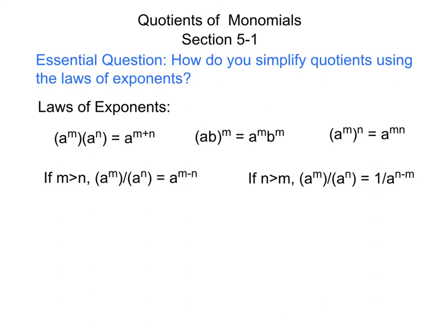We have two new laws of exponents, and these relate to quotients. So if we've got a situation where a to the m is over a to the n, and m is greater than n, then that is simply equal to a to the m minus n. Similarly, if you have the same quotient, but n is greater than m, then the result is equal to 1 over a to the n minus m. And finally, if we have a quotient a over b raised to the m, that's simply equal to a to the m over b to the m.